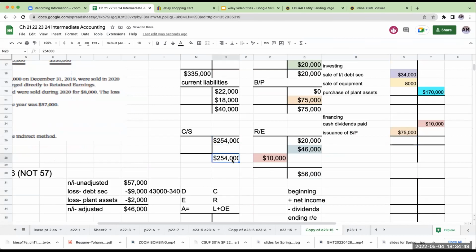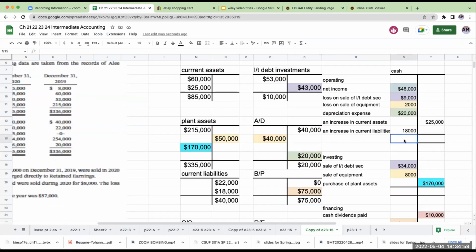Now, is my common stock balanced? Yes. Is my retained earnings balanced? Well, 20 plus 46 is 66, almost satanic. Minus 10 is going to give me 56, so I'm good. Now, what I'm going to go ahead and do over here is take a look at each of my sections.